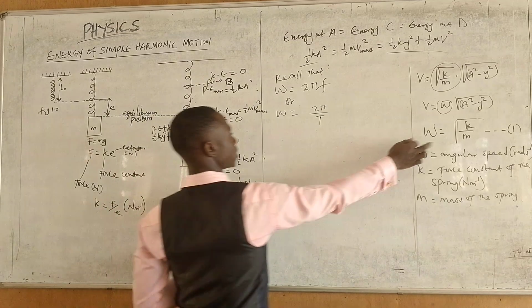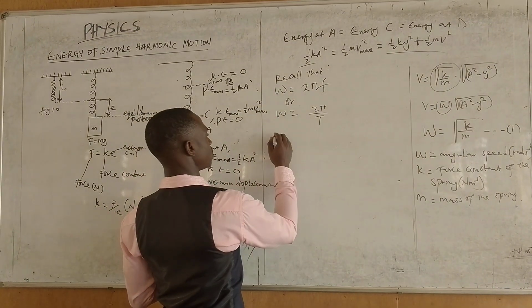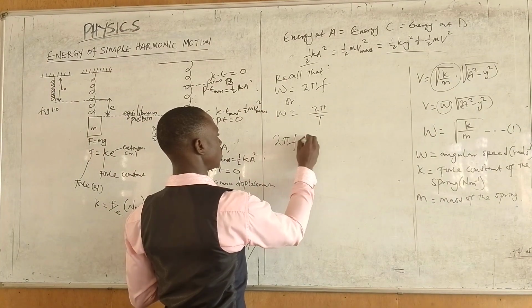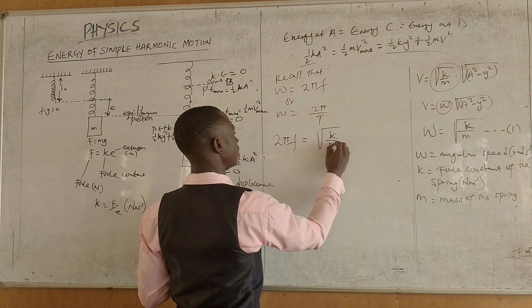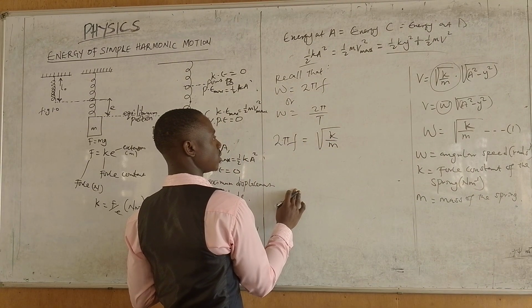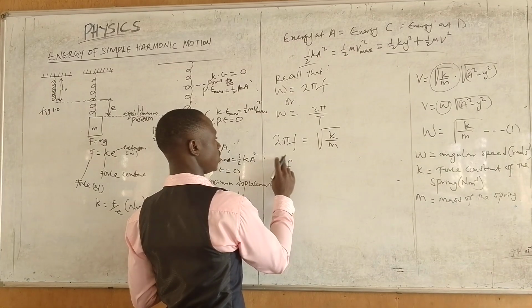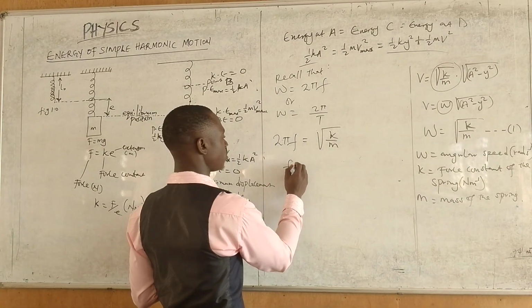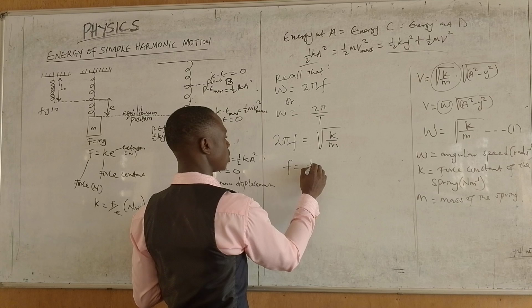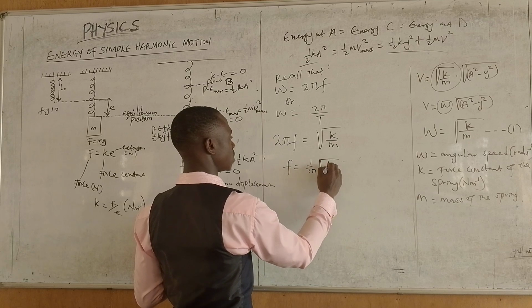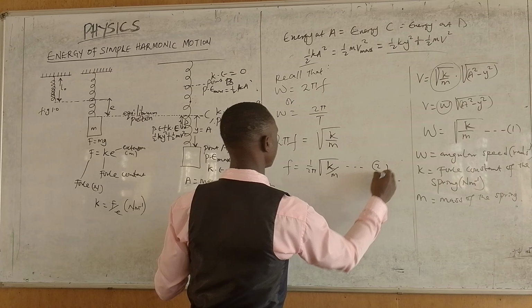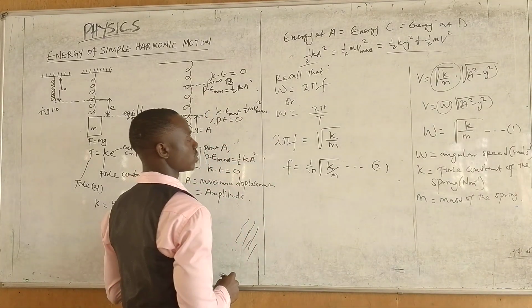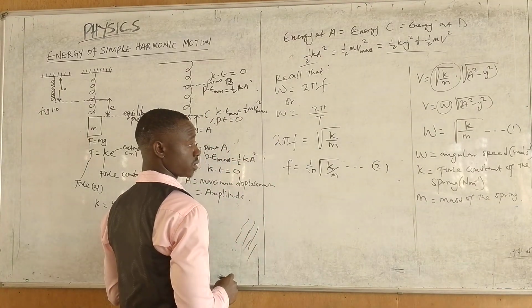Now let's substitute into equation 1. So that is 2 pi f is now equal to what? Root k over m, where f, if you divide both sides by 2 pi, f will now be equal to what? 1 over 2 pi root what? K over what? Over m. Call this one equation 2. Right? Okay.